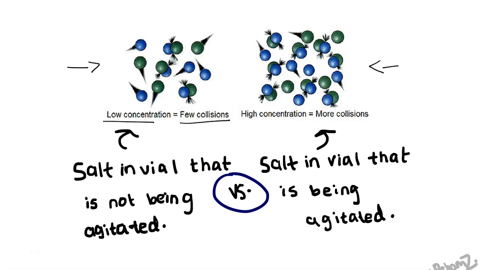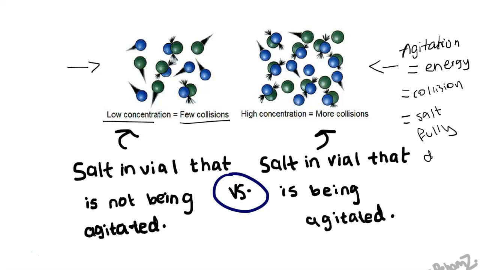Now putting this all together, everything from this lab: the agitation, which was constant stirring, also provides sufficient energy in which the particles collided. So when you have agitation, that equals energy, and that equals collision, which equals salt being fully dissolved. So I hope this helped you in your lab.